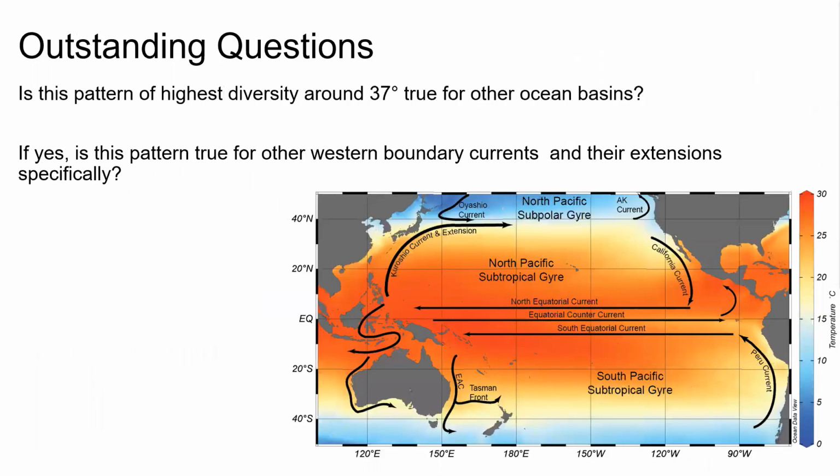After our publication on diversity across the Kuroshio Current extension, I was left with several questions. Namely, is the pattern of peak diversity around 37 degrees instead of 20 degrees prevalent in other ocean basins? And if yes, is this pattern true for other western boundary currents and their extensions specifically?